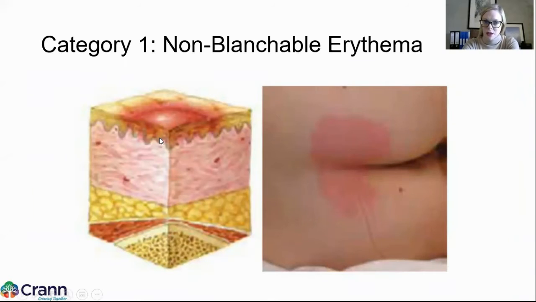For non-blanching erythema, it's just up in the top layer of the skin, and you can see that it hasn't gone back down into the other layers. This is what it can look like in the coccyx area, and the idea there is just to be mindful of it. This is probably more likely related to pressure, or could be shear as well. If you were to press on this area of redness, it won't disappear, and that's a sign that there's damage being done to the skin already.